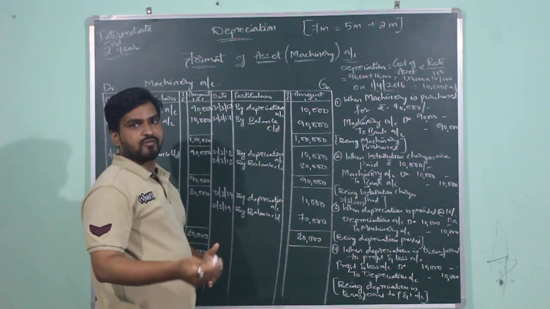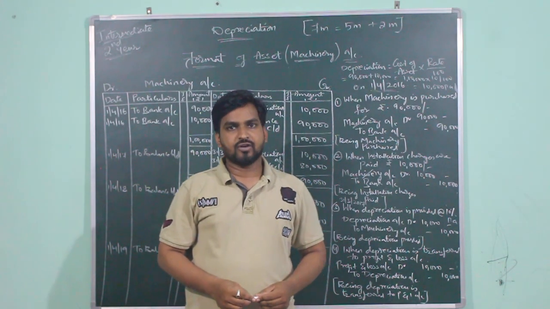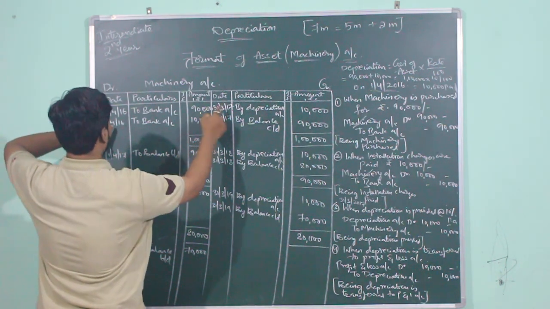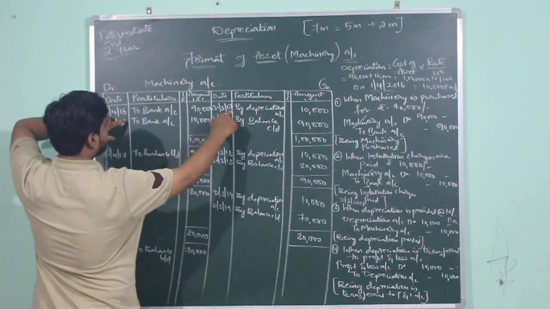Now when are you going to provide depreciation on the asset? Depreciation is always provided at the end of the financial year. So this financial year ends on 31st March 2017. It is starting on 1st April 2016. It will be ending on 31st March 2017.